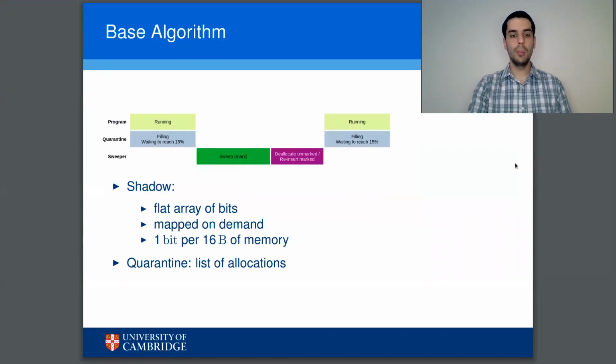For this, we use two main data structures. The first one is a shadow map. Conceptually, this is a flat array of bits corresponding to the heap. It is mapped on demand, and it contains one bit for each 16-byte granule of memory. This means that our virtual memory overhead is less than 2%, and our physical memory overhead is much smaller. This bit will be set if we found something that could be a pointer to that granule. The second data structure is a quarantine, which is just a list of allocations where we append every freed allocation.